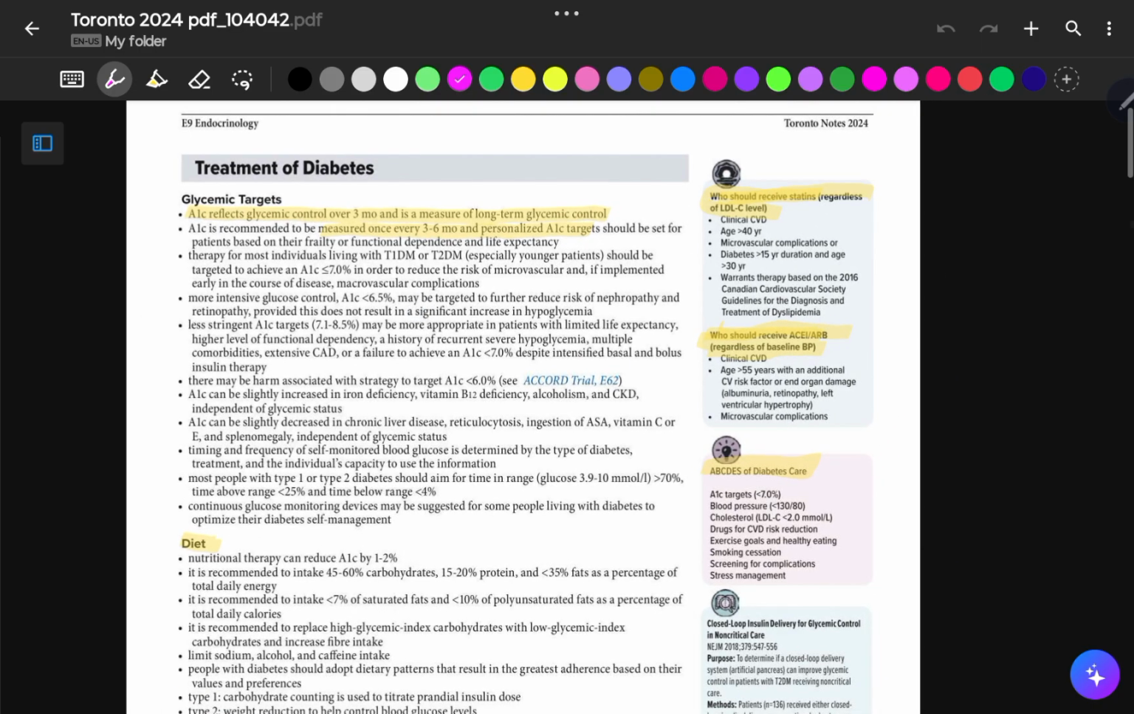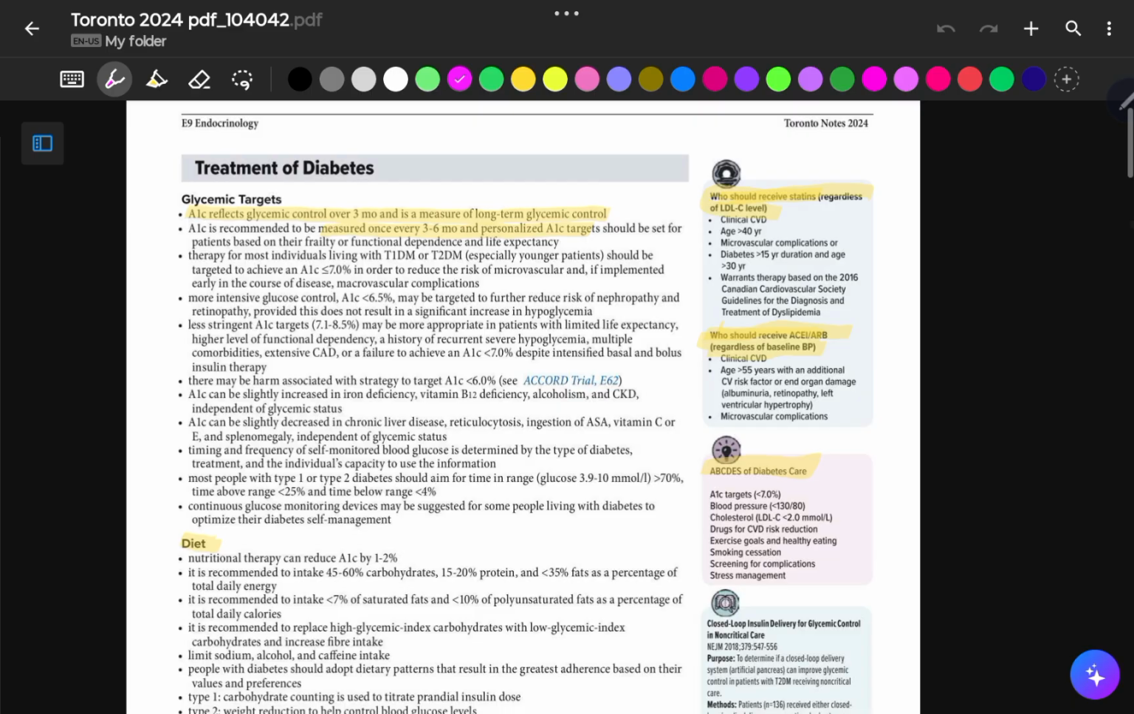So who should receive a statin regardless of their LDL cholesterol level? Remember, if they have clinical cardiovascular disease, if they are above age 40, if they have microvascular complications, or diabetes of more than 15 years duration and age over 30, then they should get a statin regardless of the LDL level.